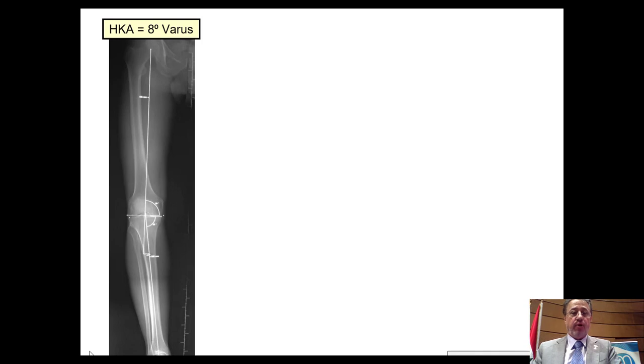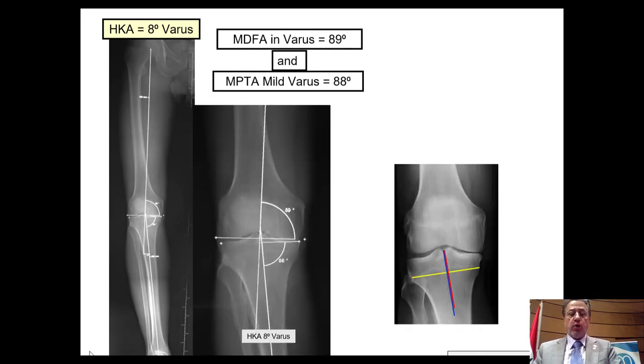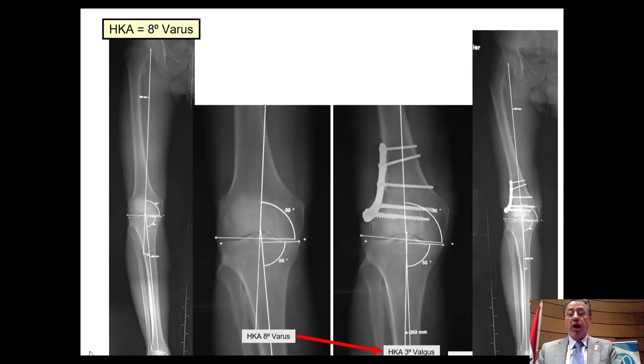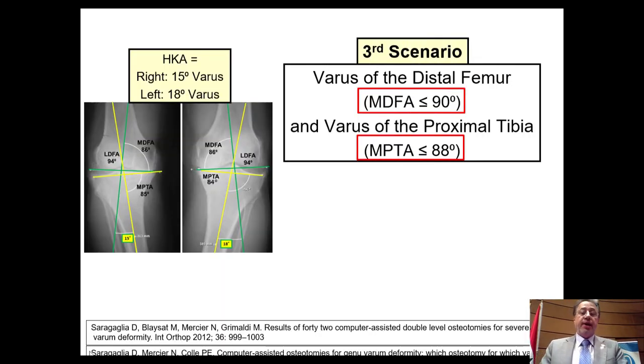This is another example of 8 degrees of varus. The correction was made in the same way because the deformity was located in the distal femur and not in the proximal tibia. Now, the third scenario is when we have a varus of the distal femur and a varus of the proximal tibia, and in this case we should make the correction of both the distal femur and the proximal tibia, as in this example with a bilateral important varus of the knee.